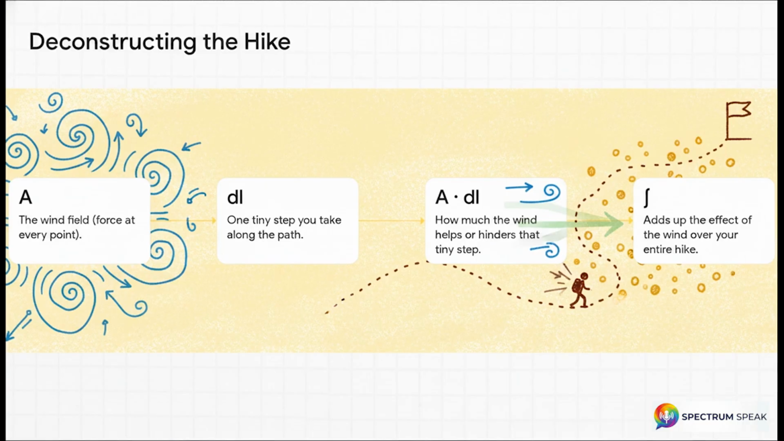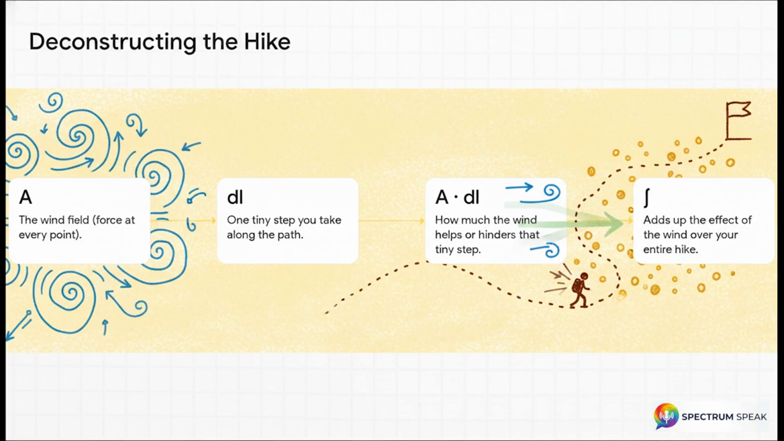Let's really break this down. That bold A, that's our wind field. The dl, that's just one of your tiny steps on the path. Now the dot between them, the dot product, is a clever little tool that basically answers the question, how much of this wind is actually pushing me in the direction I'm going? It filters out any force hitting you from the side.